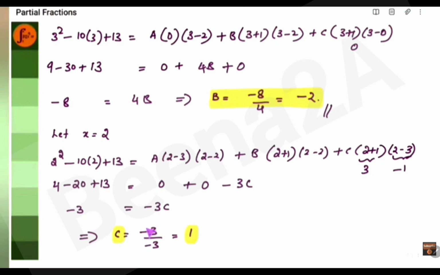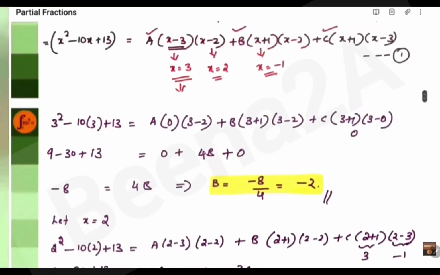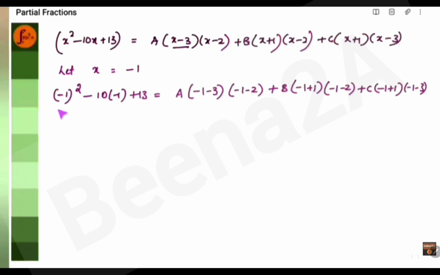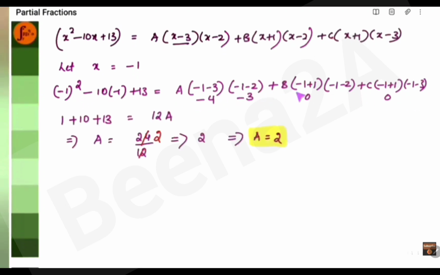Now we will have to find the value of a, right? We have finished x is equal to 3 and x is equal to 2. Now we'll have to take x is equal to minus 1, right? So let's take x is equal to minus 1 and substitute in this equation. So on substituting x is equal to minus 1, we will get this particular expression. So on simplification, we'll get 12a is equal to 24. Thereby, we'll get a is equal to 2.